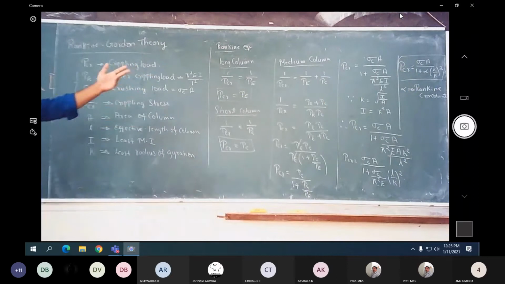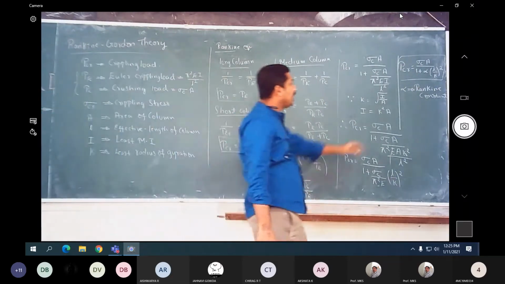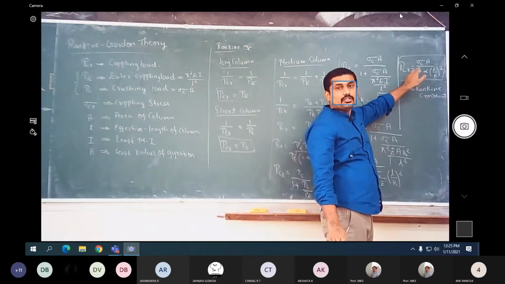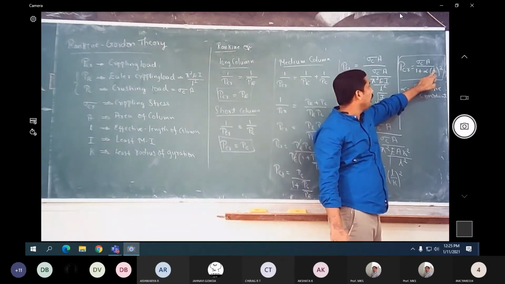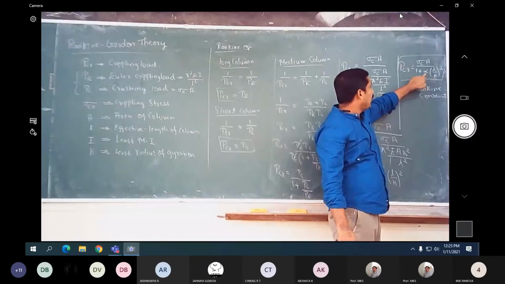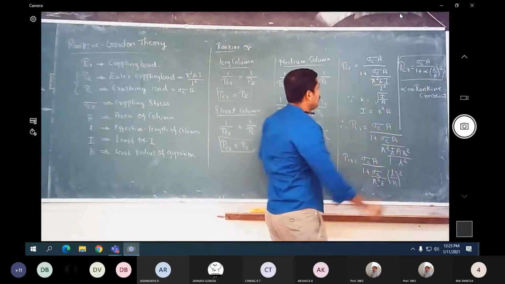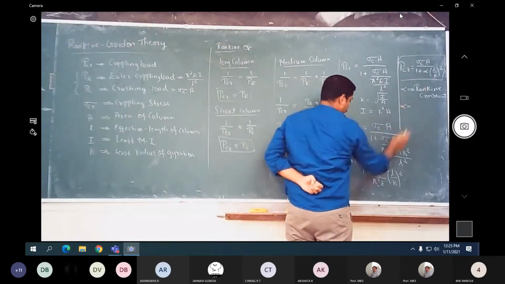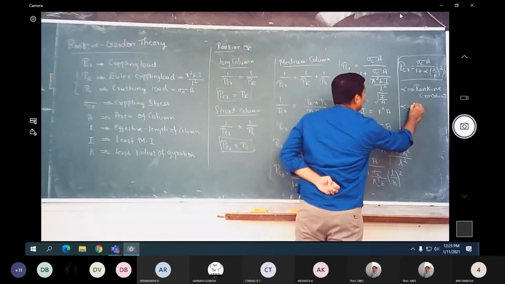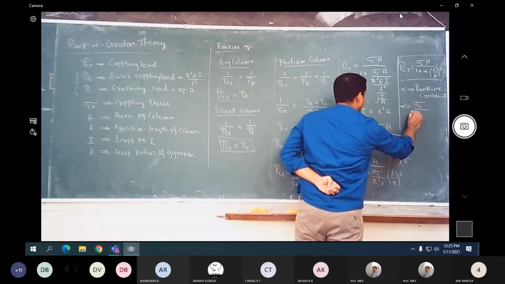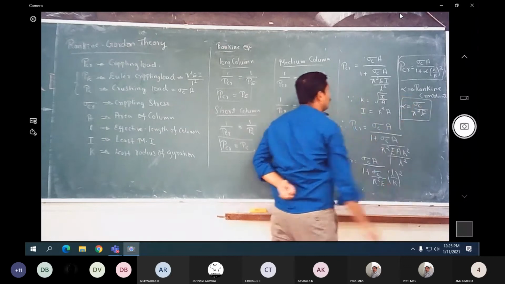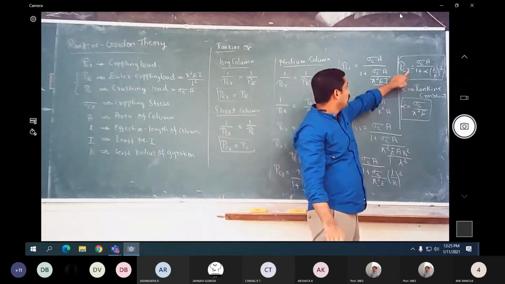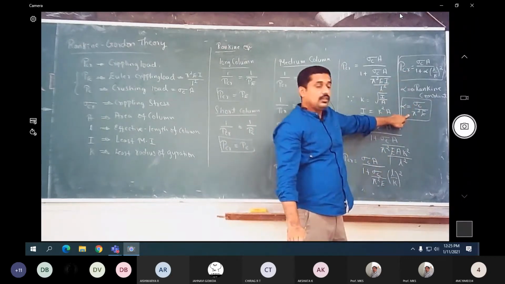So that can be used with respect to any of the columns, whether it is a short column or medium column, since it is accounted with slenderness ratio. And alpha is a Rankine constant, so alpha is equal to sigma C by pi square into E. So you need to remember this equation and the alpha equation.